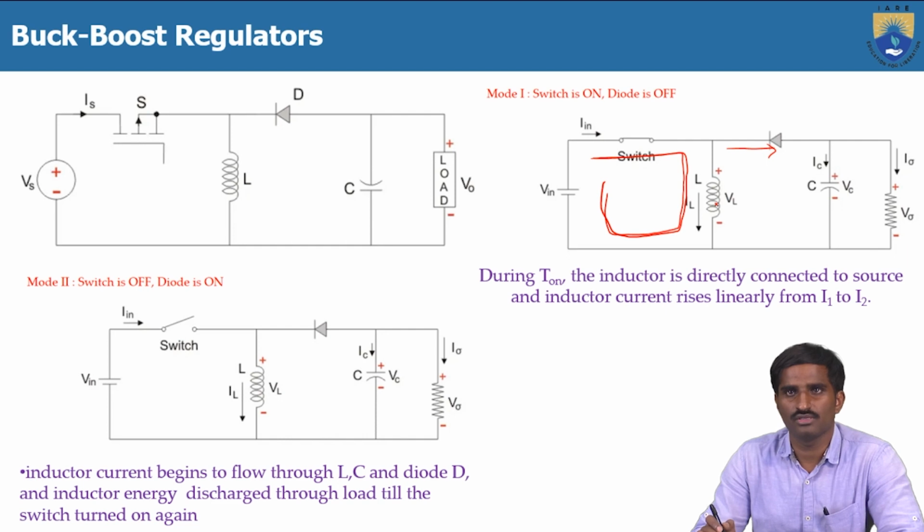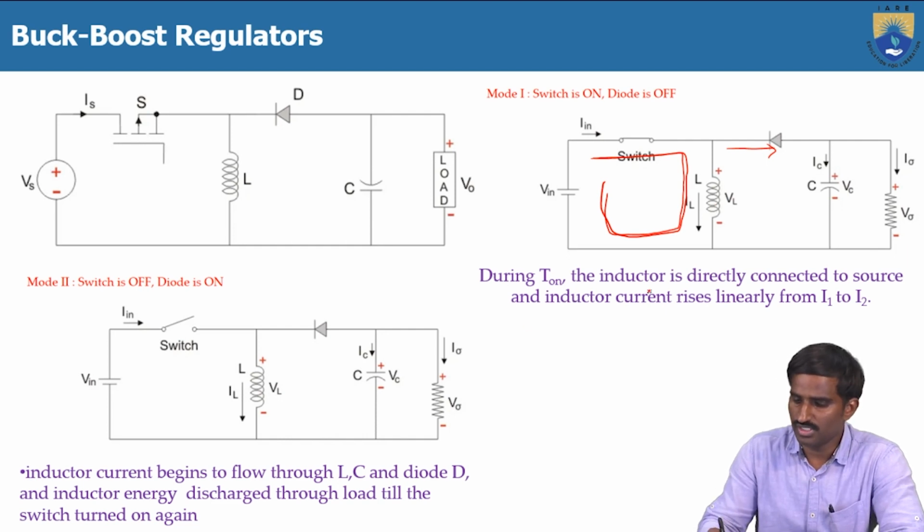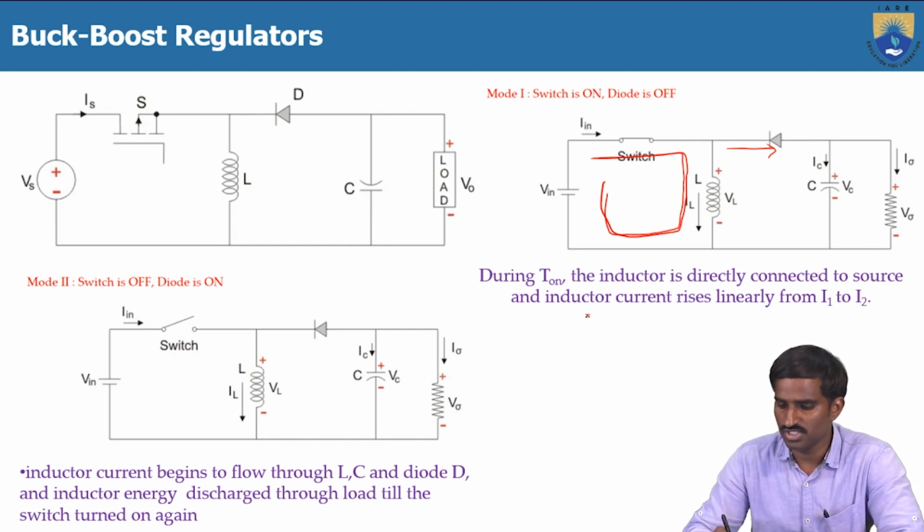VL is equal to Vs. During turn on, the inductor is directly connected to the source, and the inductor current rises linearly from I1 to I2.